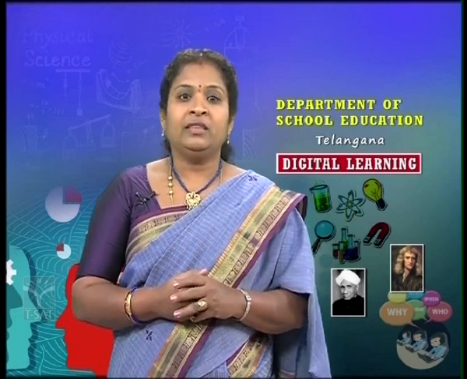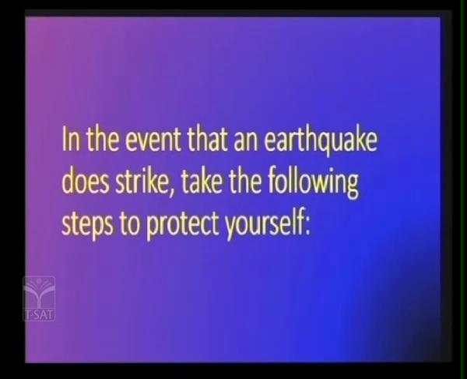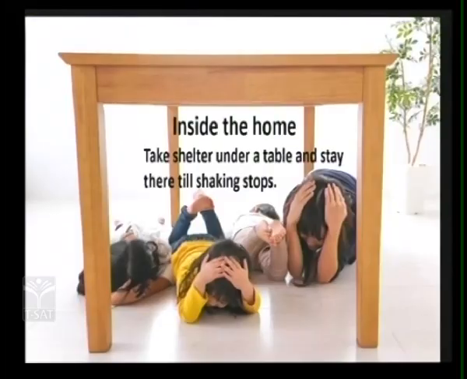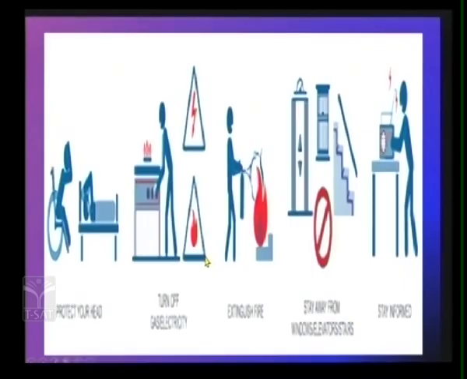Isn't it, children? In the event that an earthquake does strike, please take the following steps to protect yourself. If you are inside the home, take shelter under a table and stay there till the shaking stops. Why? Because if the furniture is going to fall, it will not fall on your head, it will just fall on the table, and thus you can protect yourself. Children, how are you going to protect yourself if you are inside the house? You can protect your head by staying under the furniture.